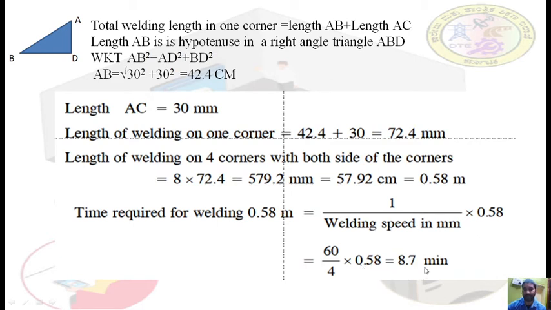In terms of hour, you have to divide it by 60. If you remove this 60, that will give you the answer in hour. So 0.58 divided by 4 will directly give you the time in hour. But we have added this 60 in order to give it in minutes. So 8.7 minutes is required for welding this 0.58 meter.